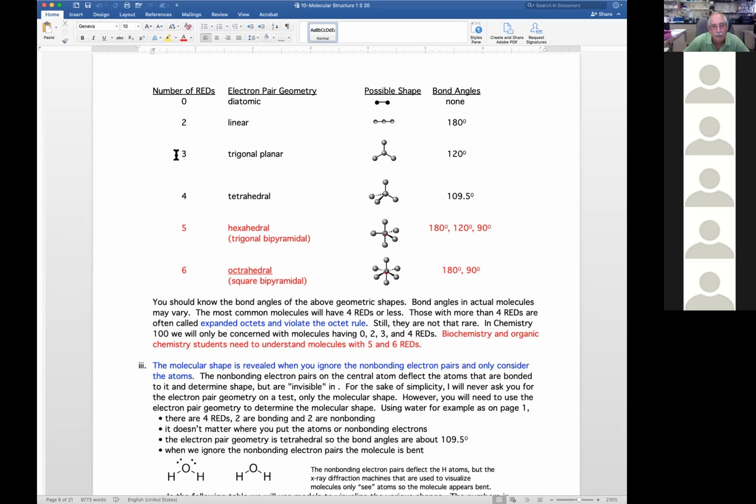What about if you have 3 regions of electron density? Then it's called trigonal planar, planar trigonal, whatever you want to call it. The bond angles are 120 degrees.